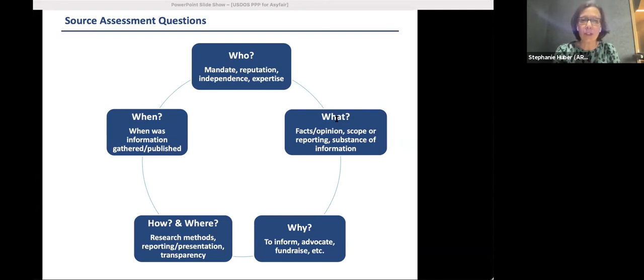Also, how is the information generated? What is their research methodology? Is the language and style of writing neutral or biased? And how is the information presented? Is it traceable? And is the source of information transparent? And lastly, you would look at when the information was gathered and when it was provided or published, because sometimes there's quite a discrepancy between that.